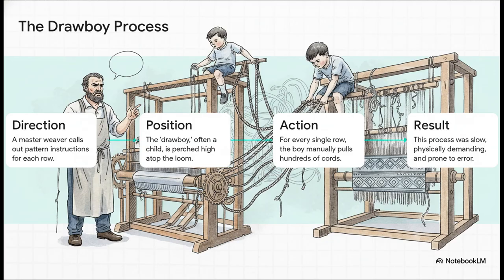So what did this human computer actually do? Well, the master weaver would be down below, shouting out instructions. And the drawboy, who was literally sitting on top of this giant loom, had to manually pull hundreds of specific cords in the exact right order. And get this, he had to do it for every single row of thread. Can you imagine? It was incredibly slow, exhausting work. And if he made just one tiny mistake, the whole pattern could be ruined.